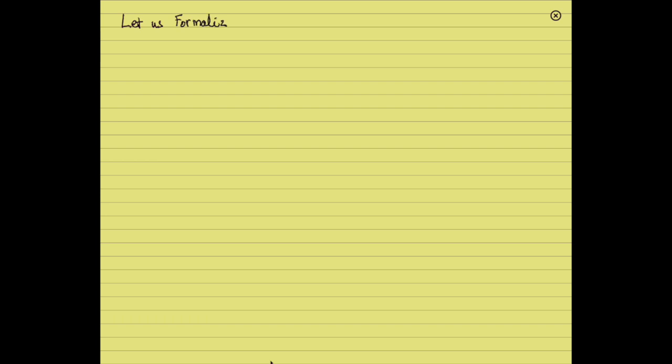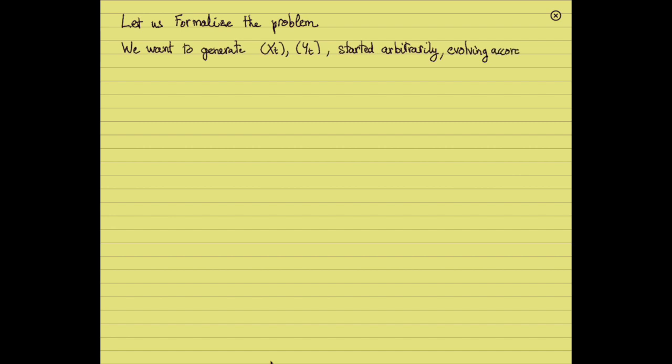So let us first formalize the problem under consideration. We would like to generate Markov chains that meet. We're going to denote them by xt and yt. They will be started arbitrarily, from pi 0, both independently, for example. And they will both evolve marginally according to the Markov kernel k, corresponding to our MCMC algorithm.